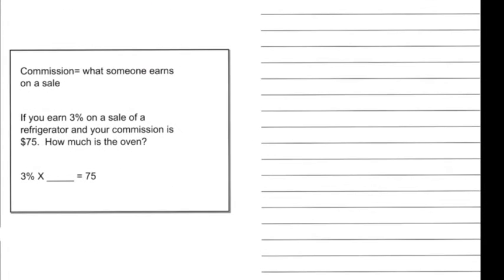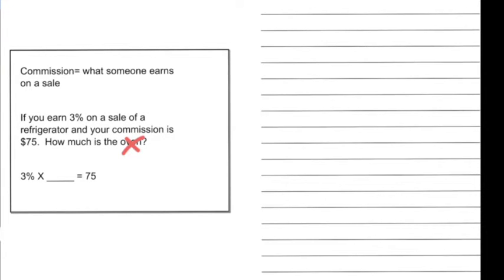Okay, commission is what someone earns on a sale. So for example, if you earn 3% on a sale of a refrigerator and your commission is $75, how much is the refrigerator? It says oven, but it's supposed to be refrigerator, it's a typo.